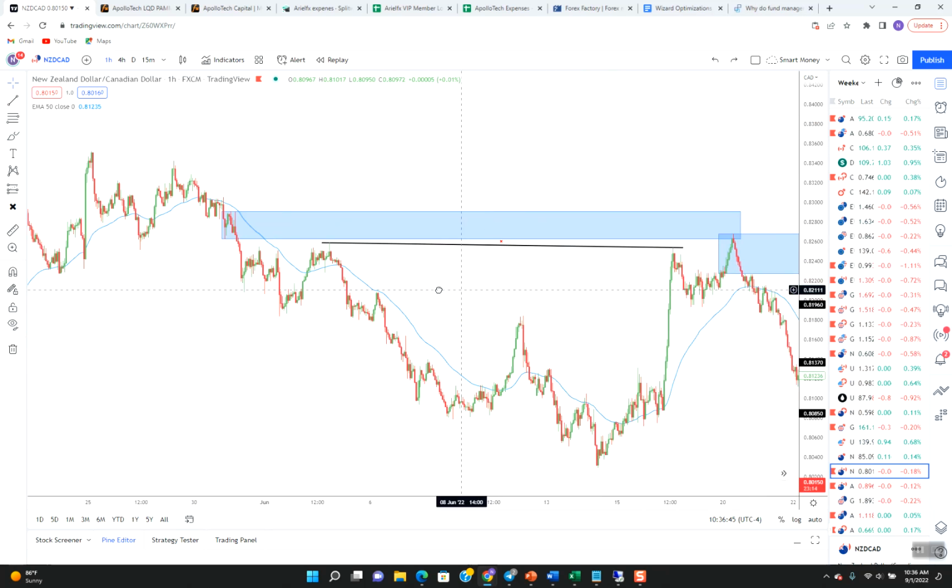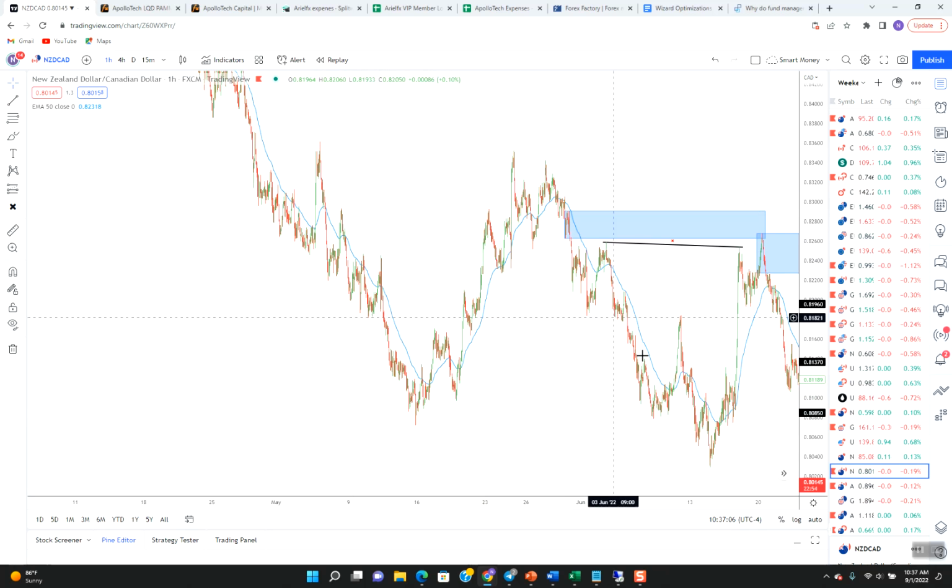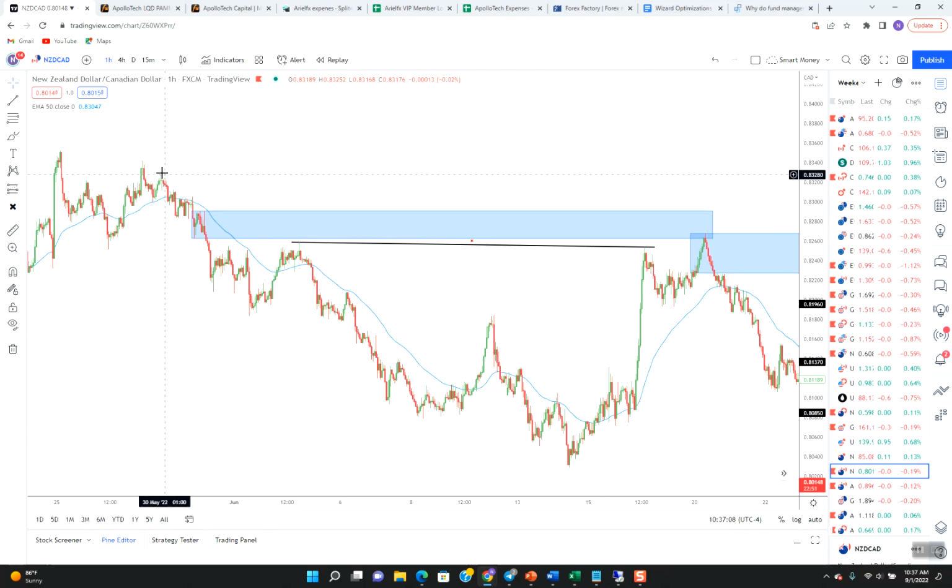Oftentimes, what price will do is it will generate liquidity, relatively equal highs or equal lows, in this case equal highs, before pushing up into this level to mitigate our supply that once was demand. In the bullish market, now we're in the bearish market again. So higher and lower time frame, we are now bearish. Higher time frame, obviously lower low, lower high, lower low. Lower time frame, lower low, lower high, and all that good stuff. So higher time frame and lower time frame are bearish.